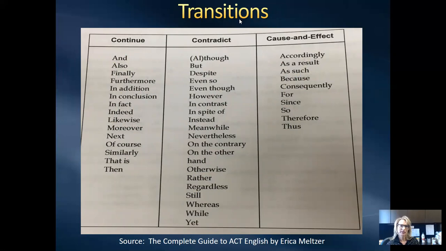So let's talk about some transitions. You have transitions of different types. Some of them continue the thought that's in the previous sentences and phrases, and some of them contradict it, and some of them are about cause and effect. So some of the ones that continue are things like furthermore, in addition, likewise, moreover. Those continue the thought. Contradictory type transitions are like although, however, nevertheless, on the other hand, otherwise, whereas. So you can tell these are contradicting what came before. And cause and effect ones are therefore, because, accordingly.